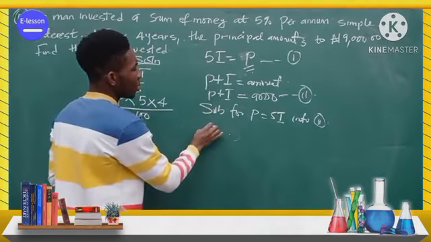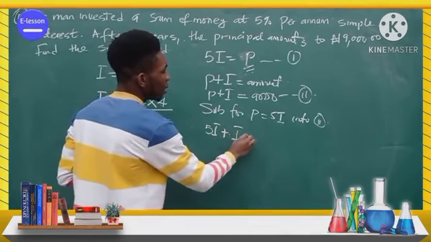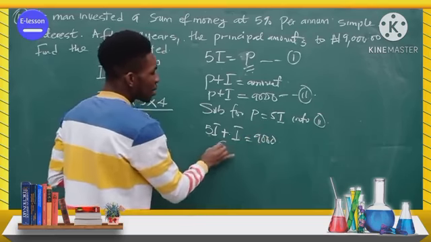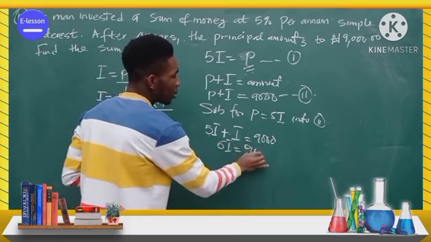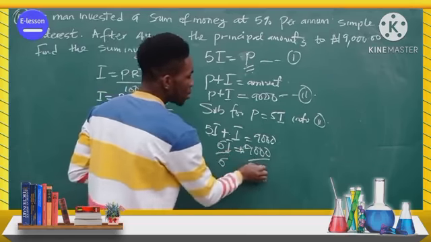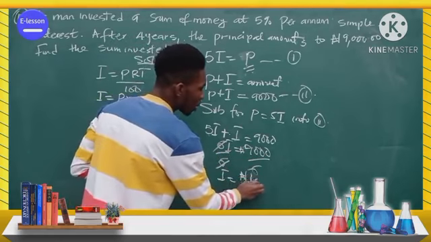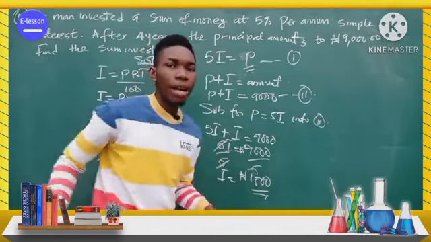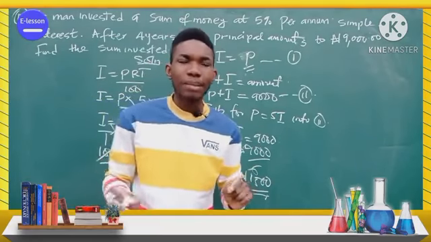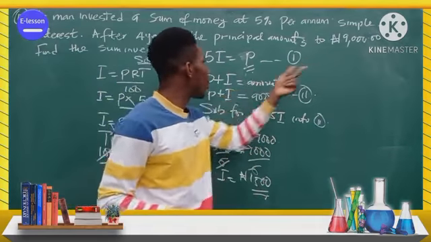This gives us 5I plus I is equal to 9,000. So 5I plus I is 6I, equals 9,000 naira. So at the end of the day, divide both sides by 6. Your I will be equal to 1,500 naira. So your interest is equal to 1,500 naira.